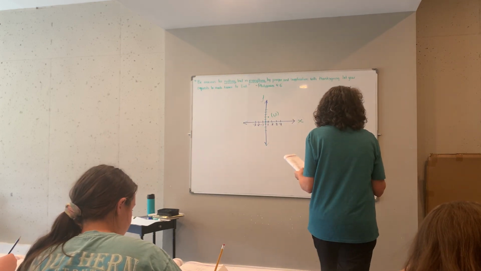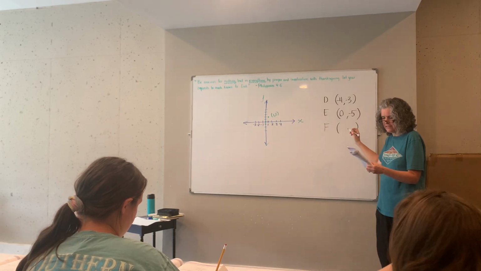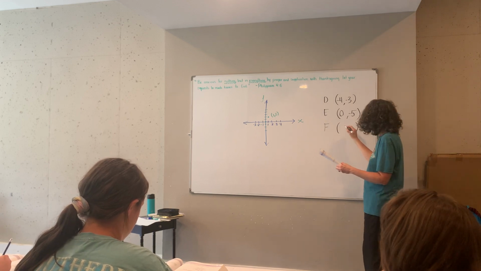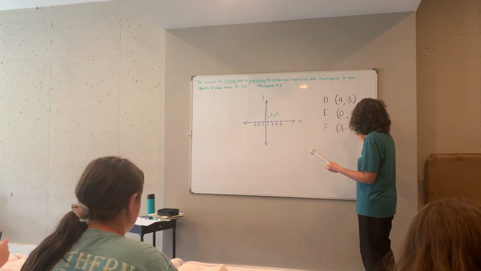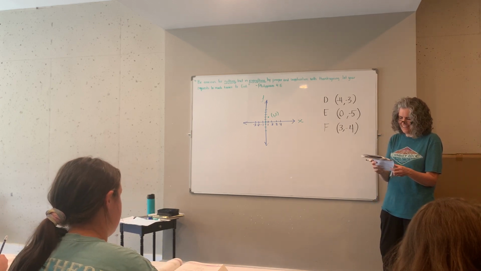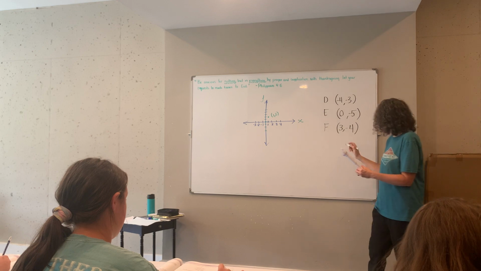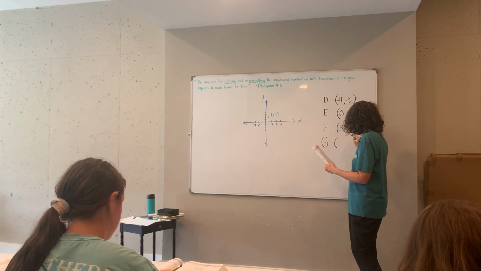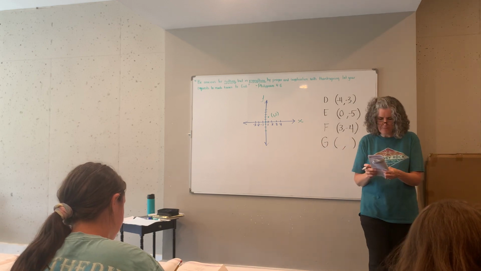Okay. Violet, tell me what you think F is. 3, then minus. Very good. 3, -4. Do y'all agree with her? I said very good, so that should be right, right? Okay. What about G? This one's tricky, but y'all seem to be getting it.